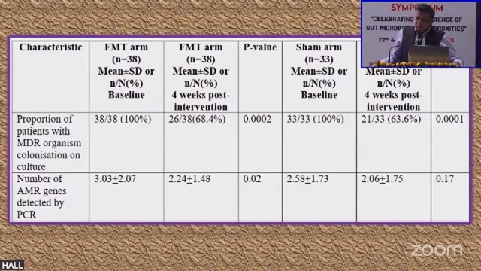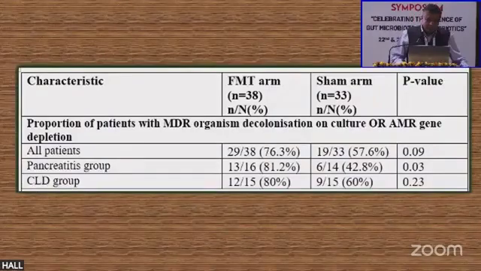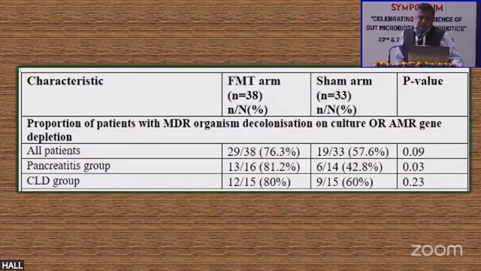In the sham arm, when we looked at the results, again, inclusion criteria was MDR organism, so 100% of them had the MDR organism. After intervention, 63%, again significant. Similar kind of spontaneous decolonization occurred in 4 weeks. Number of AMR genes did not decrease so significantly in that arm. Then we looked at another variable, that is proportion of patients with MDR organism decolonization on culture, or AMR gene depletion.